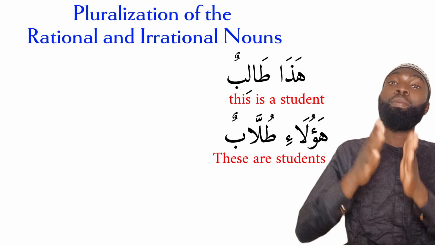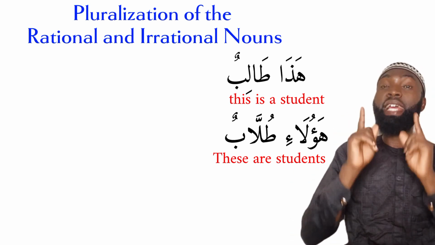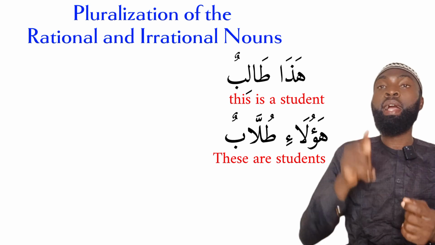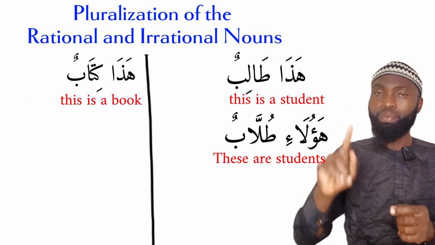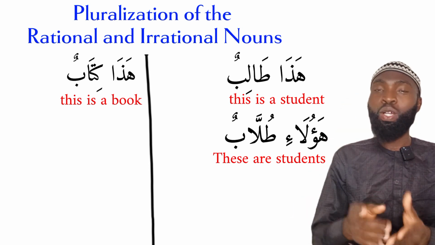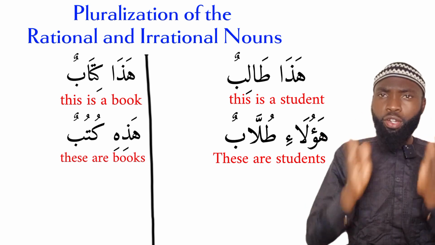Let's come to the irrational nouns. If you have a book, for example, and want to say this is a book, a singular book, how do we say it? We say هذا كتاب, this is a book. What if we have many books? Here we are going to be saying هذه كتب. Do you notice any difference?